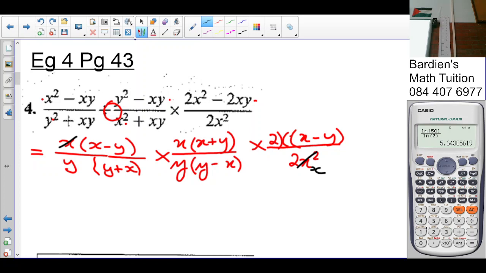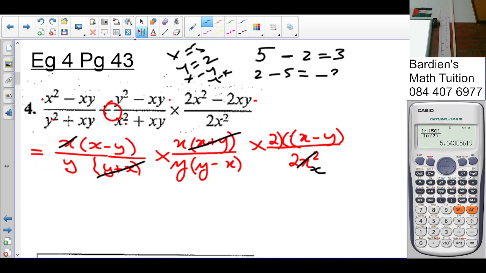Okay? What else can cancel? X plus y and x plus y, not so? X minus y, can x minus y cancel with y minus x? No. Okay, it's the same one, you say. So say x is 5, y is 2. So that's going to be x minus y and y minus x. Right? So it's going to be 5 minus 2. What's 5 minus 2? 3. And what is y minus x, which is 2 minus 5? So is 3 the same as negative 3? No. So is x minus y equal to y minus x? No. So make a note.